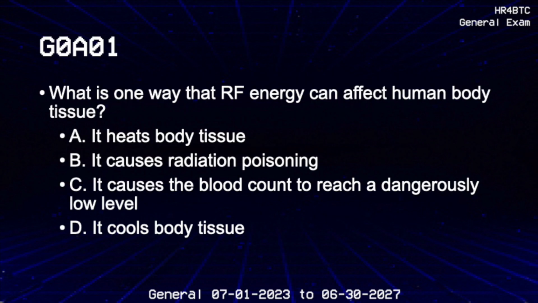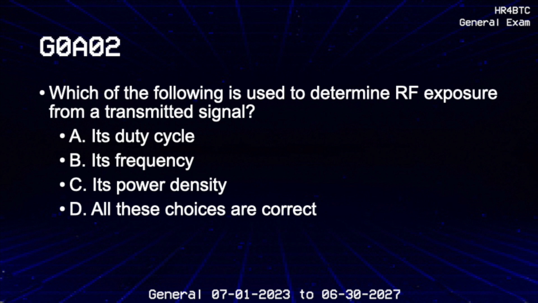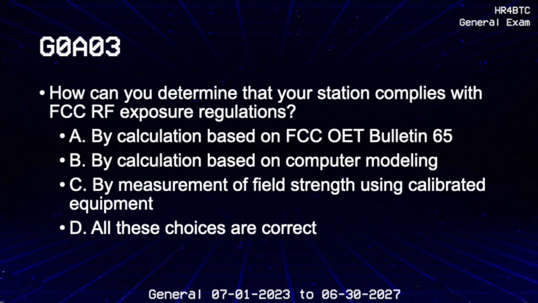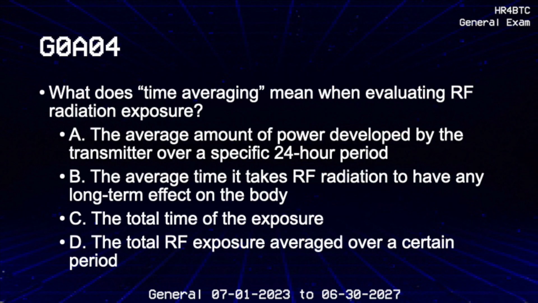What is one way that RF energy can affect human body tissue? It heats body tissue. Which of the following is used to determine RF exposure from a transmitted signal? All these choices are correct. How can you determine that your station complies with FCC RF exposure regulations? All these choices are correct. What does time averaging mean when evaluating RF radiation exposure? The total RF exposure averaged over a certain period.